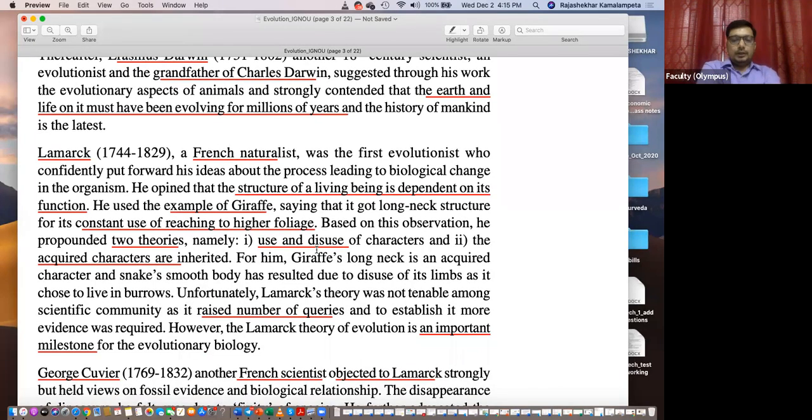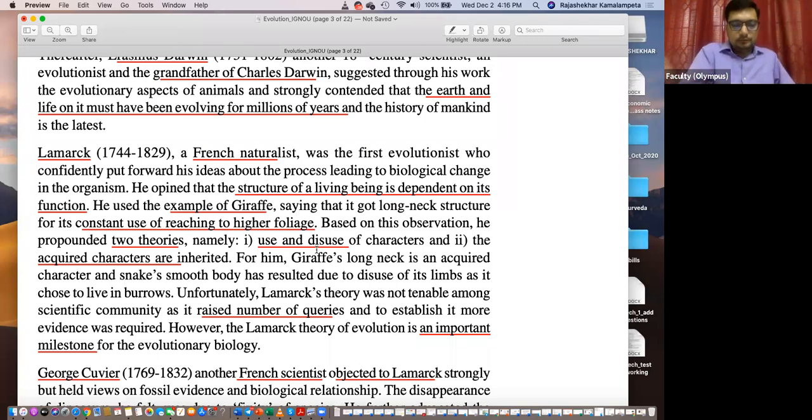So Lamarck as well had a strong idea related to evolution, but there were some flaws in his ideas. So what is Lamarckism? This is something that can be asked in the exam. So we have to have the idea about what to write, and there is a lot of specific information given with respect to Lamarckism.